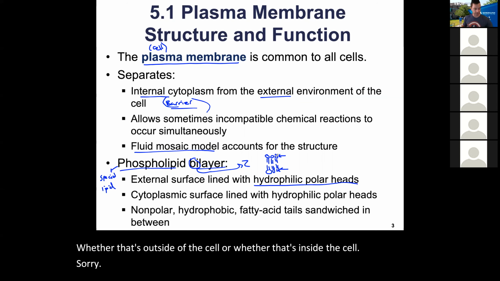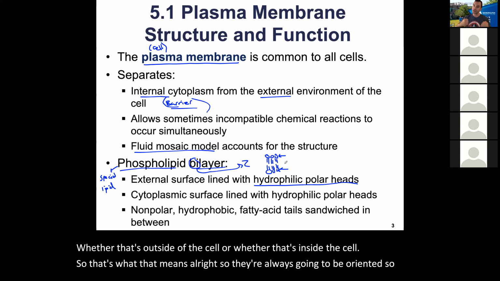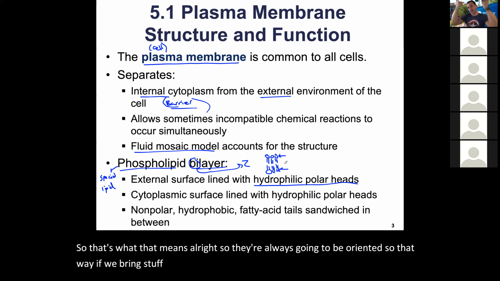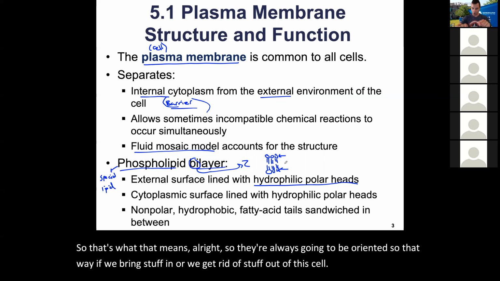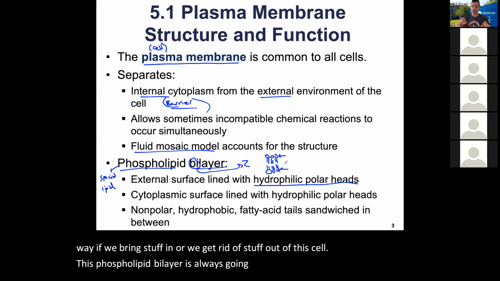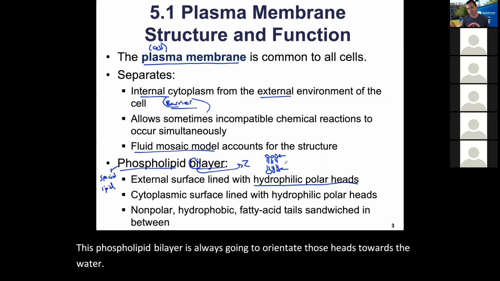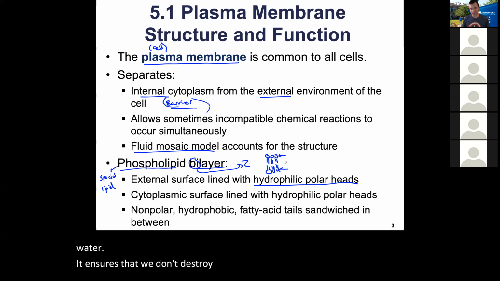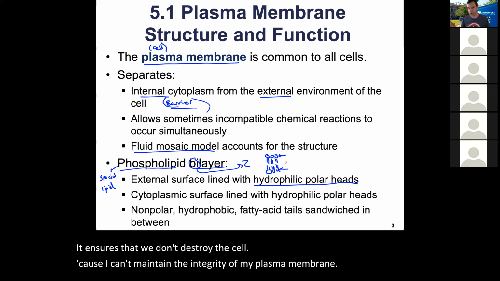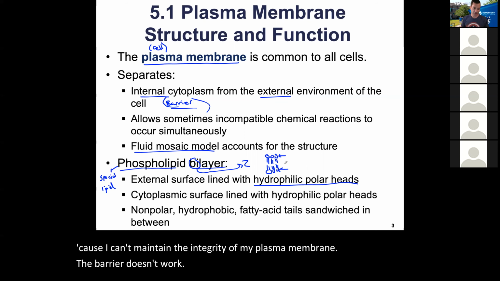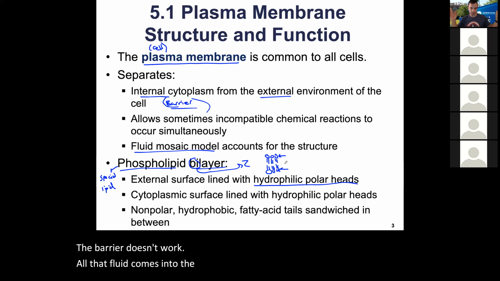Okay. So that's what that means. All right. So they're always going to be orientated so that way, if we bring stuff in or we get rid of stuff out of the cell, this phospholipid bilayer is always going to orientate those heads towards the water. It ensures that we don't destroy the cell. Okay, because if I can't maintain the integrity of my plasma membrane, the barrier doesn't work. All that fluid comes into the cell and it's destroyed.